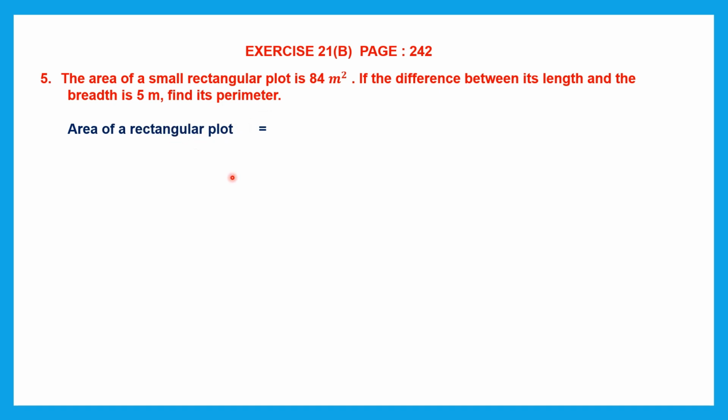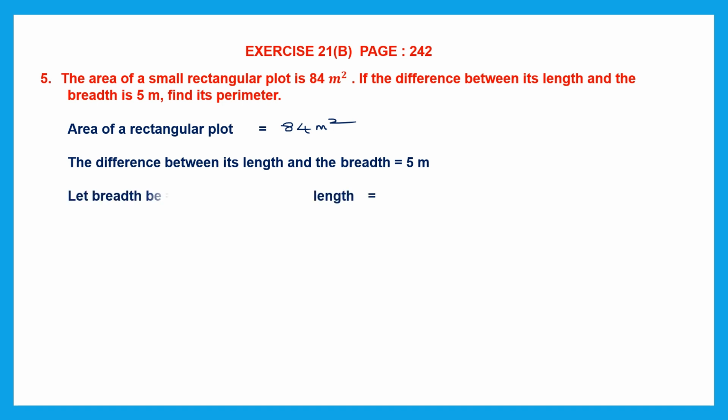So what is given to us? The area of the rectangular plot is given to us and this is 84 meter square. And we have been told that the difference between the length and the breadth is 5 meters. So in that case, let's take the breadth to be x meters. Breadth is x meters, then the length will be x plus 5 because length is greater, isn't it? So x plus 5 meters.